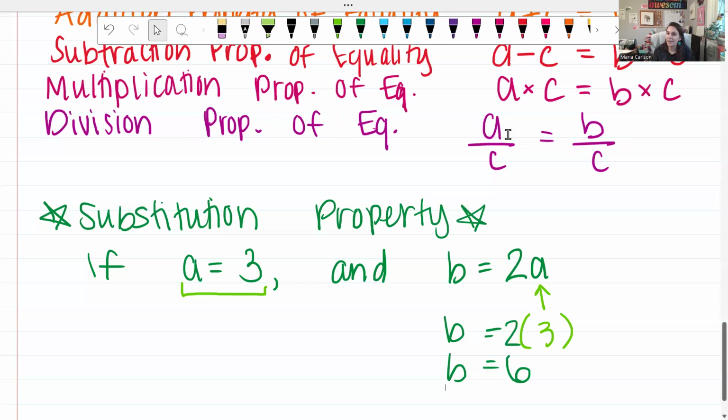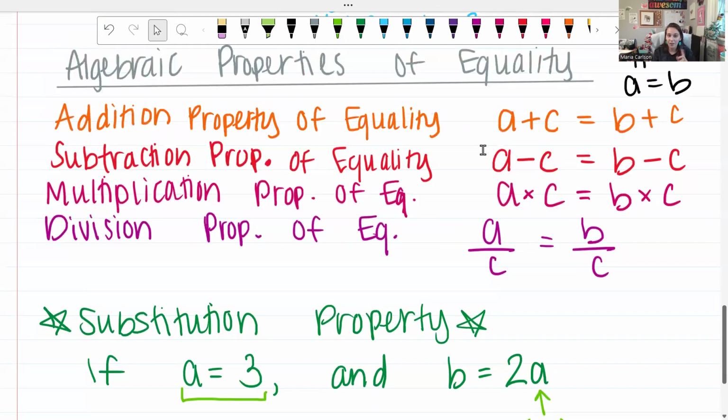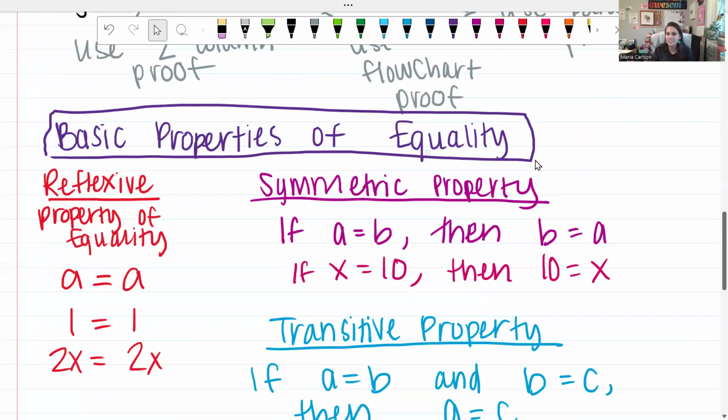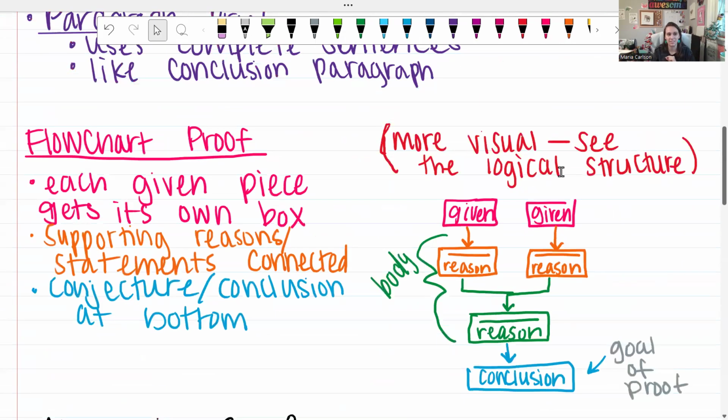Alrighty, yes, you needed to write all of this down. So if you did not write down all of these wonderful notes, I'm so serious you need these, and we will use these throughout the year.